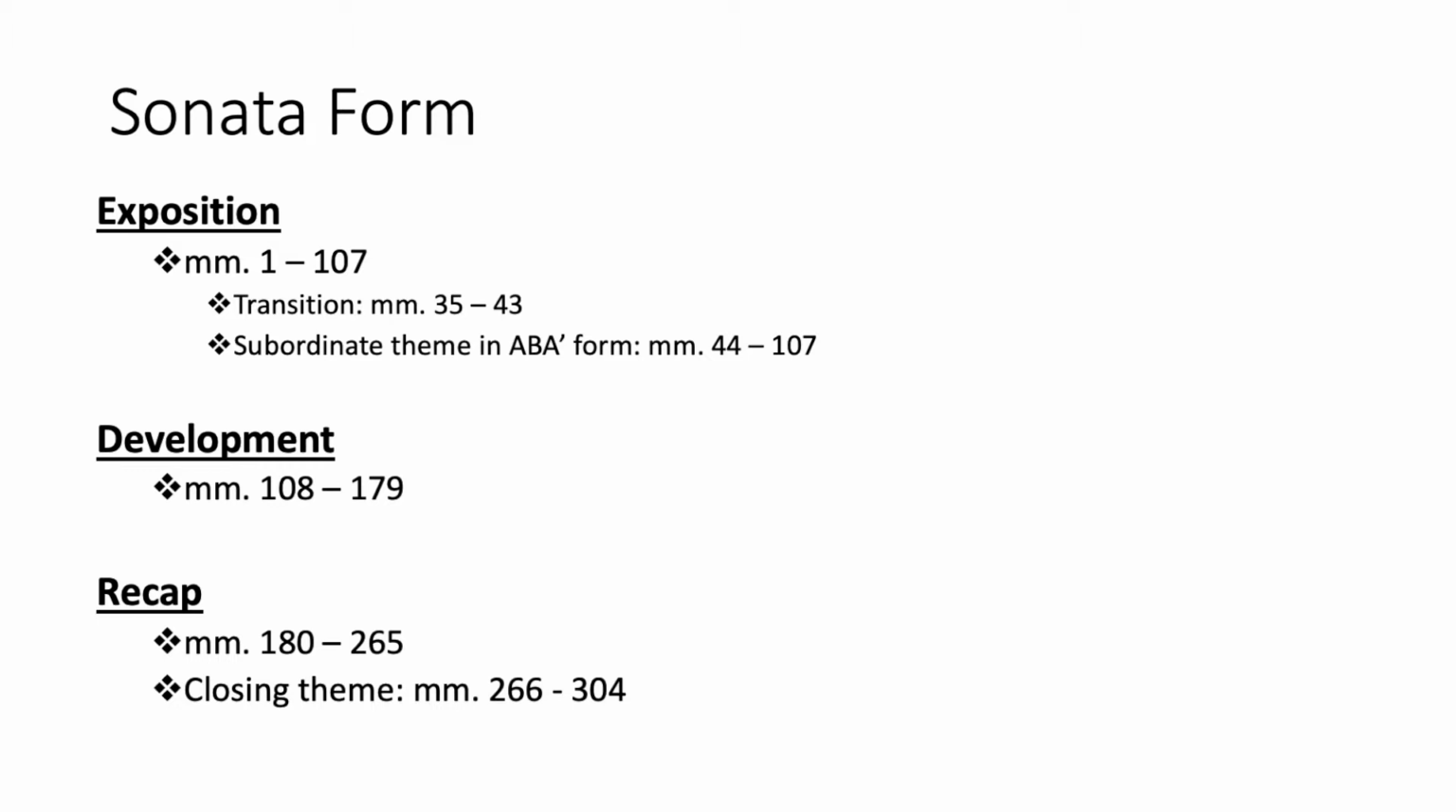Within the exposition, 2 main themes are introduced, where theme 2 possesses its own form. Transition occurs from measures 35 to 43 in the key of D major, which shifts to A major immediately after entering theme 2. Development happens from measure 108 to 179, which is in F major. From measures 180 to 265 is where the recap is, with the coda at measures 266 to 304.